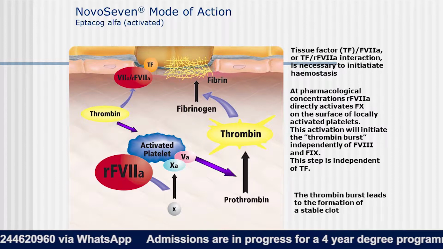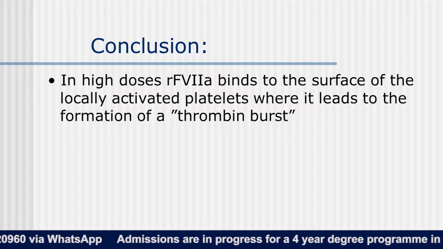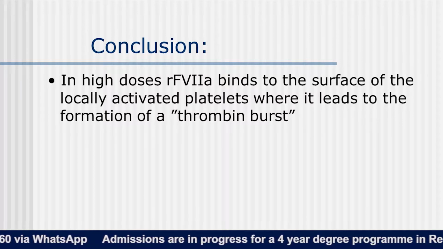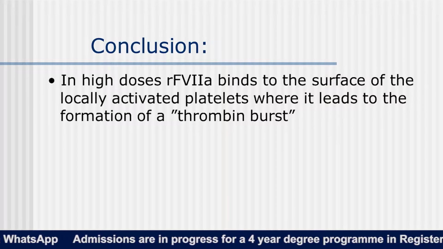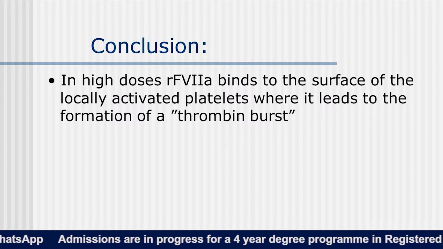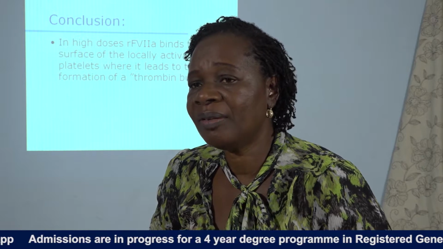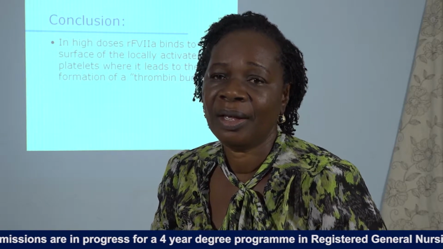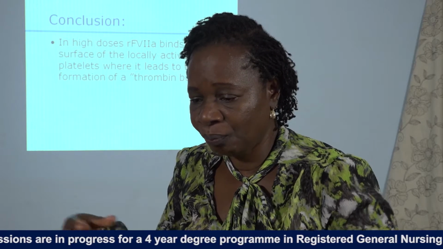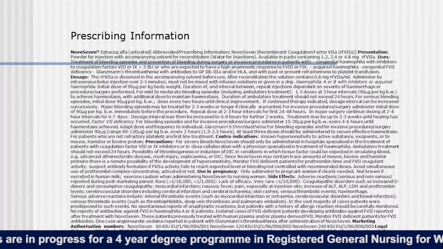So we've seen this in the past. We've seen this diagram. The conclusion is that in high doses of factor 7A, there is a binding to the surface of the locally activated platelets, where it leads to the formation of the thrombin burst. So if we want to prevent the thrombin burst, that means we have to take medication that will stop the amplification stage, where a lot of platelets come together to form the plug.